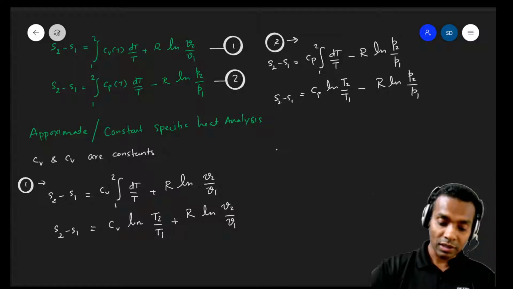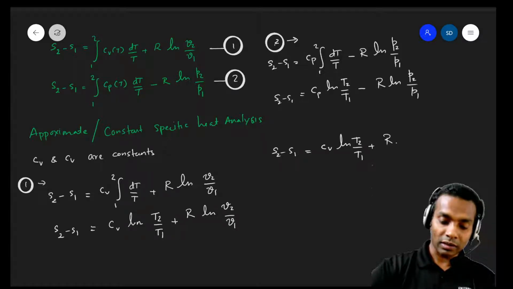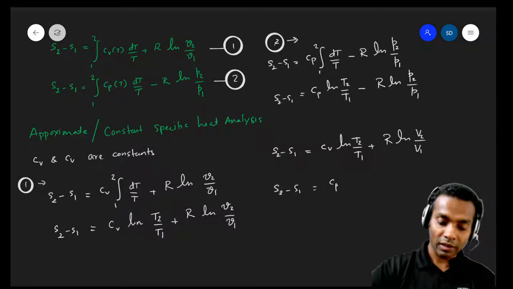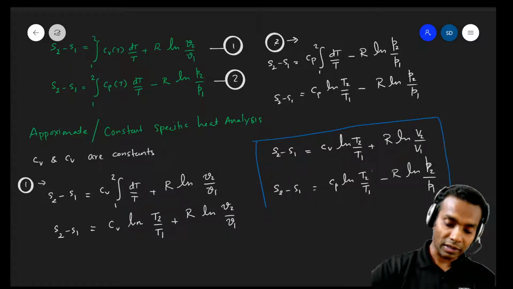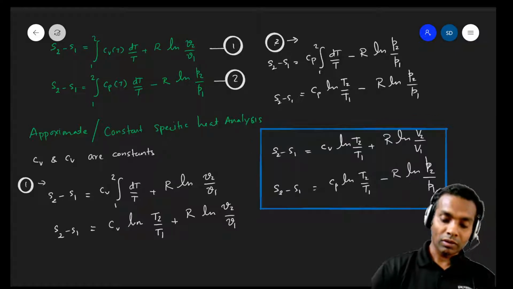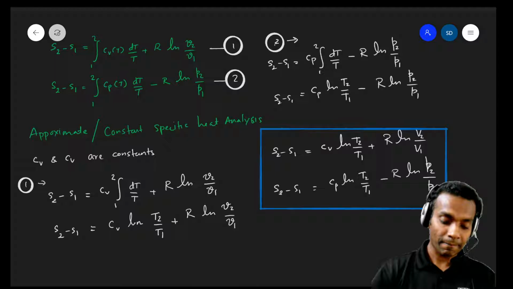So those are the two equations. The change of entropy, S2 minus S1, equals Cv natural log of T2 over T1 plus R natural log of V2 over V1. And also S2 minus S1 equals Cp natural log of T2 over T1 minus R natural log of P2 over P1. So those are the two equations that you can use in the approximate analysis, or constant specific heat analysis.